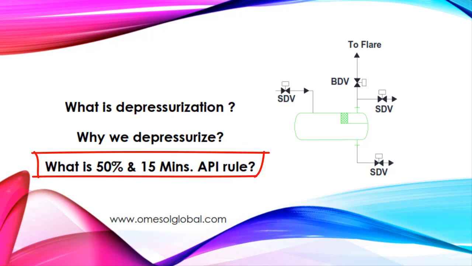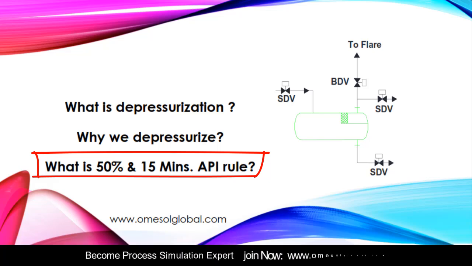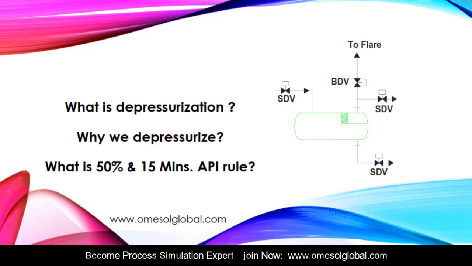Now, the other question. What is the API 50% and 15 minutes rule? As per API 521, if there is a pool fire, then you have to reduce the initial pressure to 50% of the vessel design pressure within 15 minutes. This criteria is based on vessel wall temperature versus stress to rupture the vessel. It is applicable, generally, for a carbon steel vessel with a wall thickness of 1 inch. Let's move to the software to see a fire case scenario example.